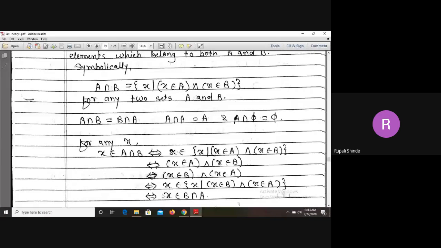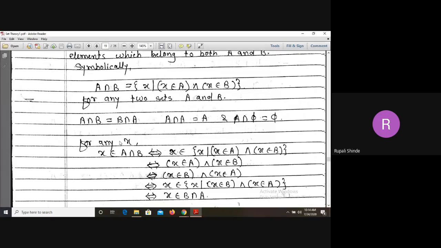That's why X belongs to A intersection B is equivalent to X belongs to B intersection A. Again, if you cancel this X belongs to from both sides, you will get A intersection B is equivalent to B intersection A. So here we have proved the first statement. Likewise, we can prove the remaining statements as well.